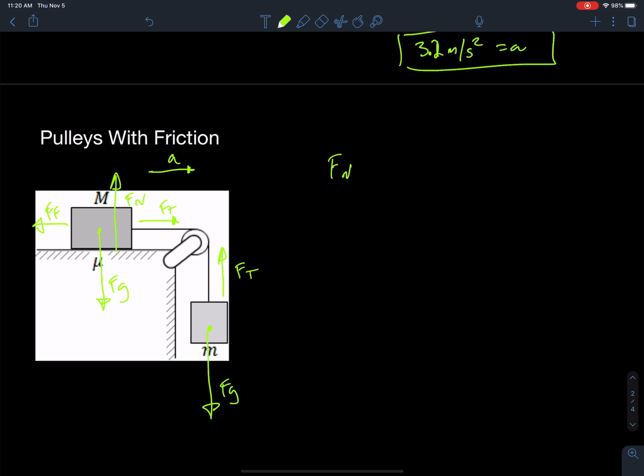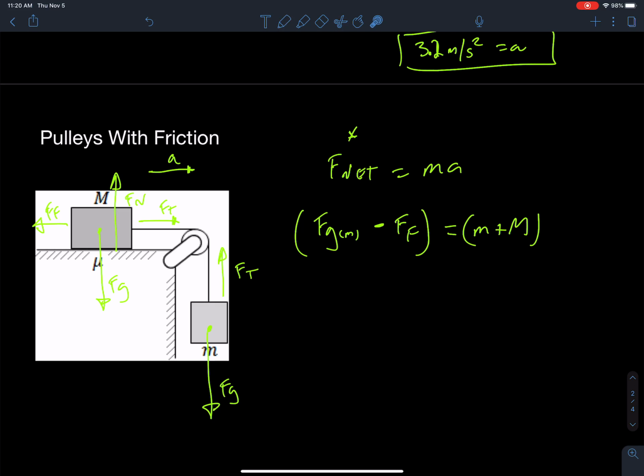So how would I apply F net is equal to ma? Well, let's solve for F net. F net is going to be equal to the force of gravity on object M. Okay, this one here, the force of gravity, minus the force of friction, because that's the only force opposing the pulling, okay, is going to be equal to m plus m. Okay, the two masses, we're assuming the rope doesn't have any mass, so little m plus M times acceleration. Now let's get down a little further.